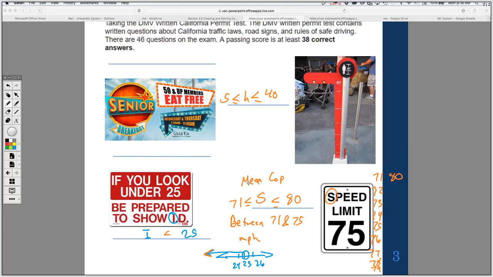There's another way you could write it if we're being fair. 75 plus or minus 5 miles per hour. This tells me I can add or subtract 5 miles per hour, right? But this only tells me 70 and 80. It doesn't tell me it's okay to get 71, 72, 73, and all of the other ones.